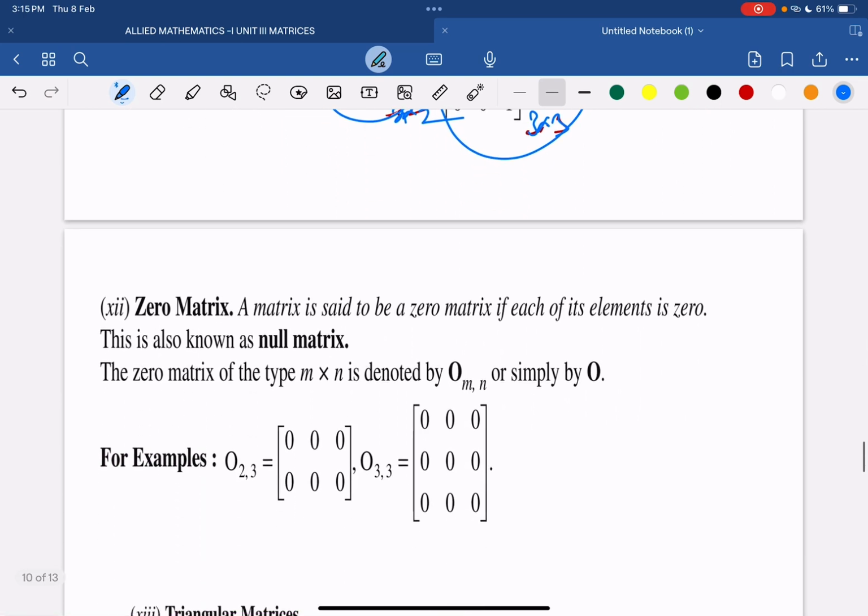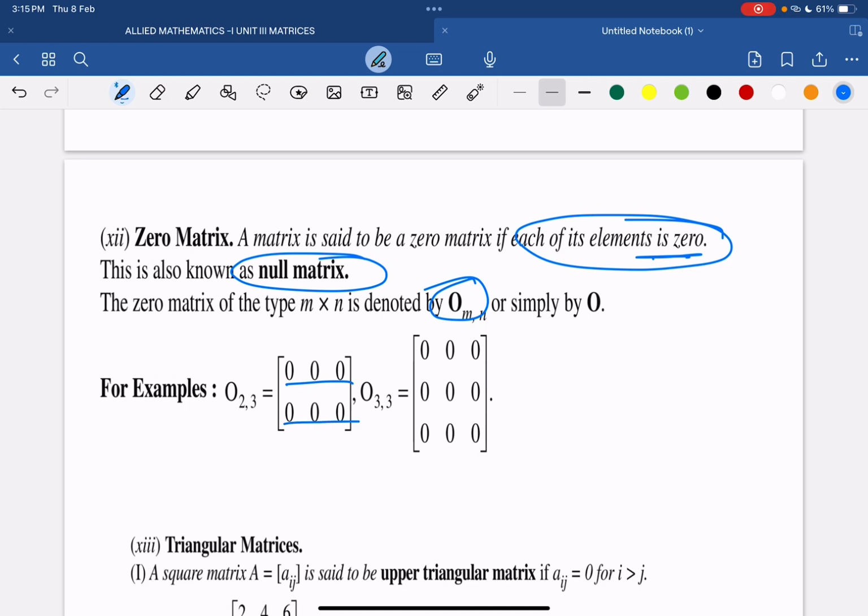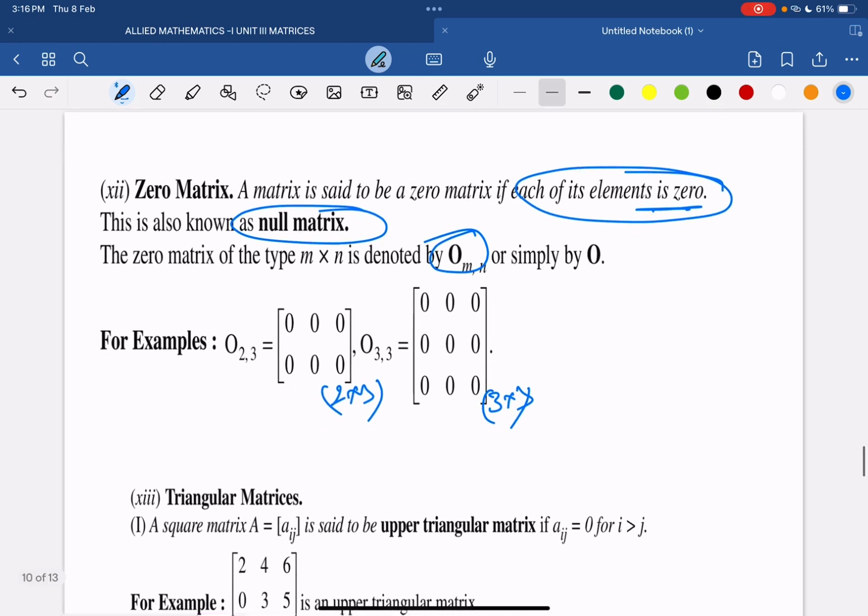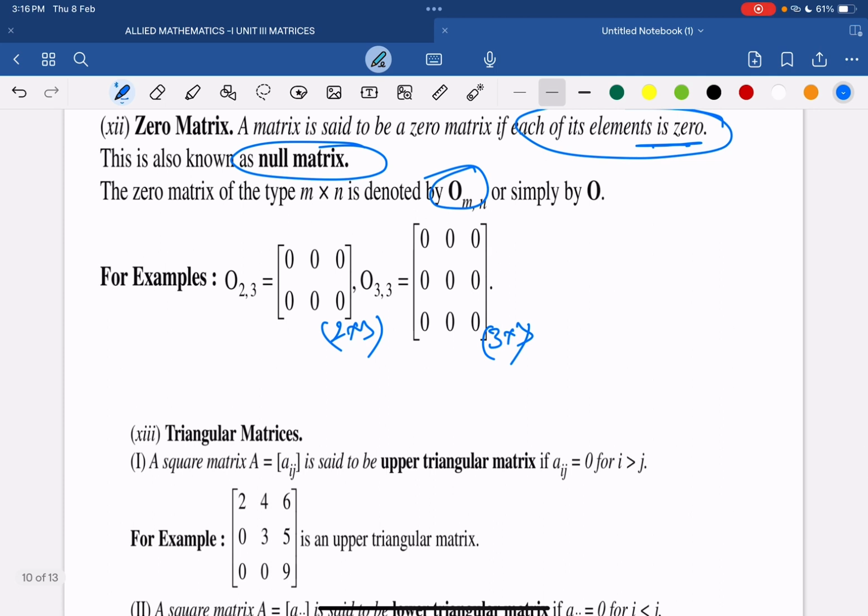Now the zero matrix. A matrix is said to be a zero matrix if each of its elements is equal to 0, all the entries equal to 0. It is also called a null matrix, denoted by 0, with number of rows by number of columns. All elements are equal to 0. The order of this matrix is 2 by 3 and the order of this matrix is 3 by 3. If all elements are equal to 0, that matrix is called a zero matrix.